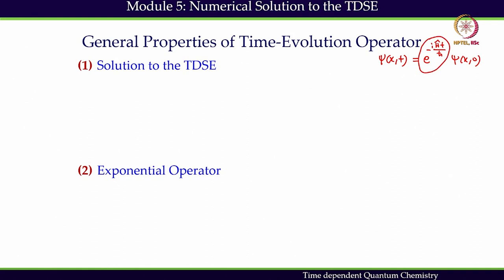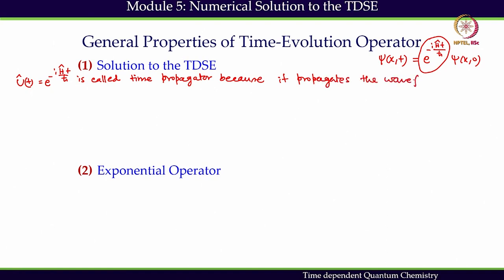So, the first property of the time evolution operator is that this U(t) equals e to the power minus iHt by h cut. It is called the time propagator because it propagates the wave function in time.